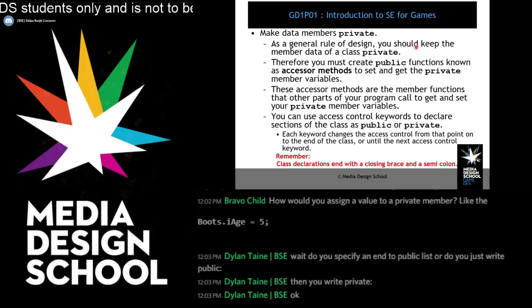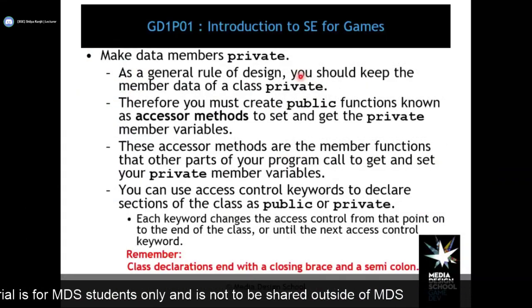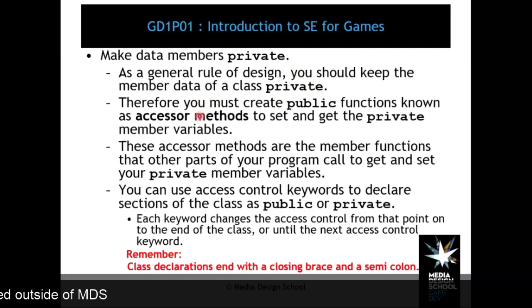As a general rule of design, remember to keep the member data of a class private. We at least want to give a private specifier to the data members so that the outside world cannot directly access them. So we try to use member functions for accessing every data in your class. And these methods that are used to access the data members, for the purpose of setting values to the data members, are called accessor methods. The purpose of accessor methods is just to set and get the private member variables.